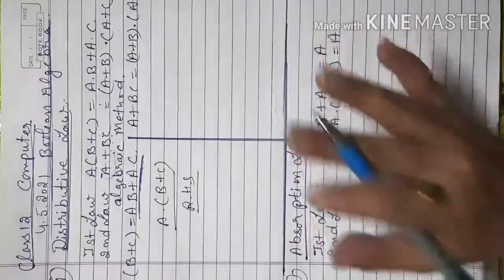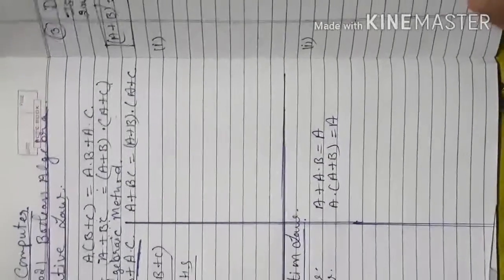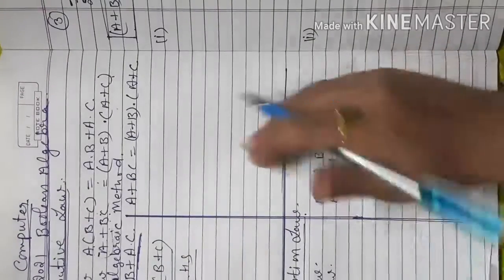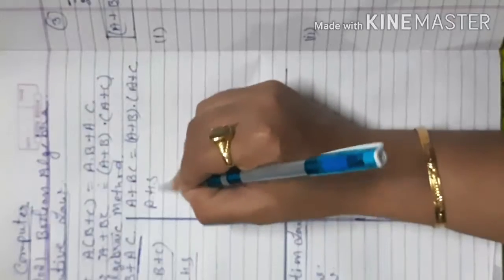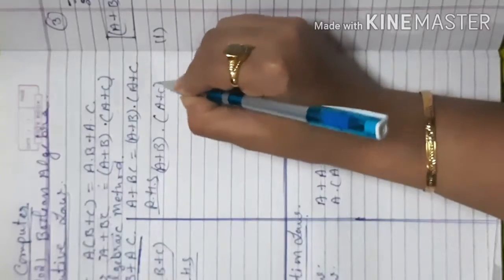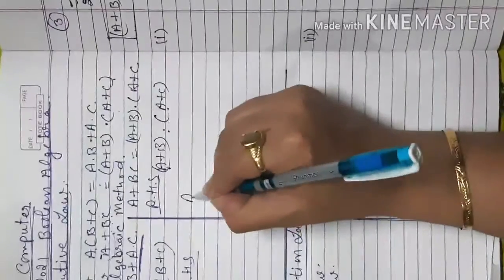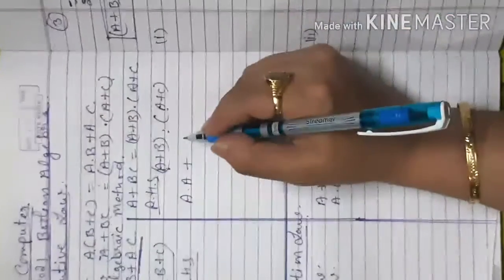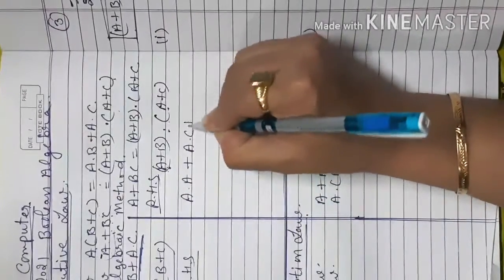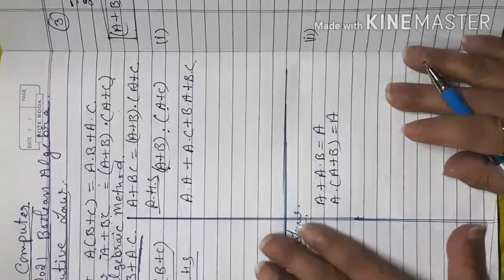Now move to the second law, that is A plus BC is equal to (A plus B) dot (A plus C). Now if I pick the right hand side, (A plus B) dot (A plus C), we open it like that: A dot A plus A dot C plus B dot A plus B dot C. First A will multiply with A and C, because the dot is between these two brackets.